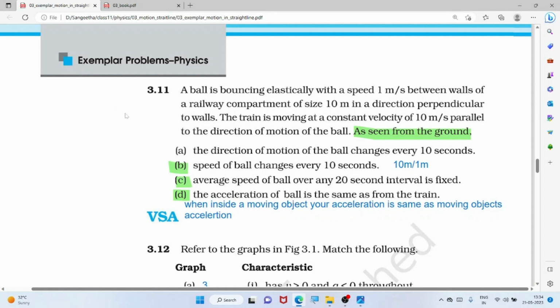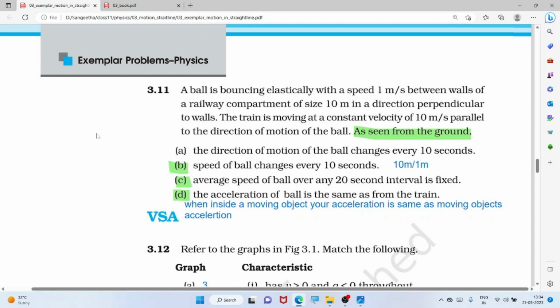A ball is bouncing elastically with a speed of 1 meter per second between the walls of a railway compartment of size 10 meter, in a direction perpendicular to the walls. The train is moving at a constant speed of 10 meters per second, and that compartment size is 10 meter, parallel to the direction of the ball as seen from the ground.